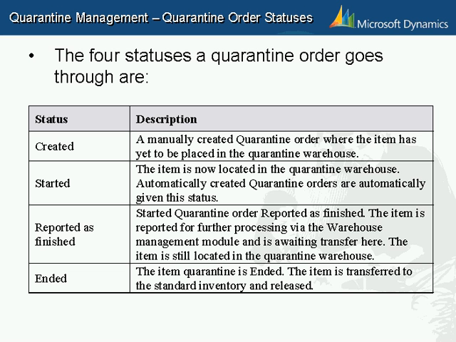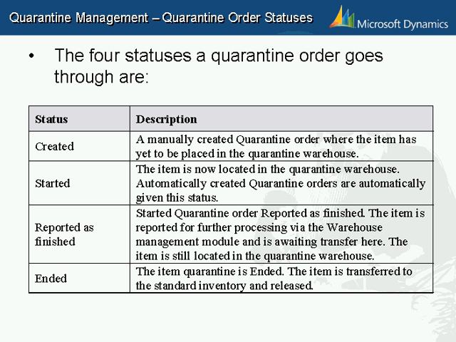Started. The item is now located in the quarantine warehouse. Automatically created quarantine orders are automatically given this status. So, in general, as we showed, if you use quarantine management functionality, you create purchase order, and system automatically locates this record in the quarantine order form, and this record gains status started.